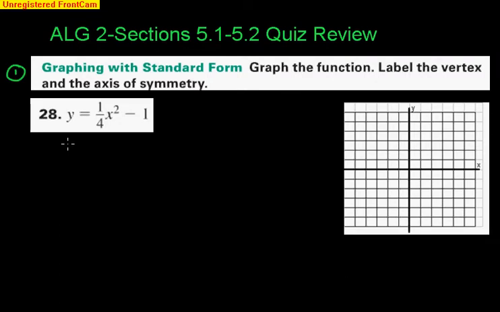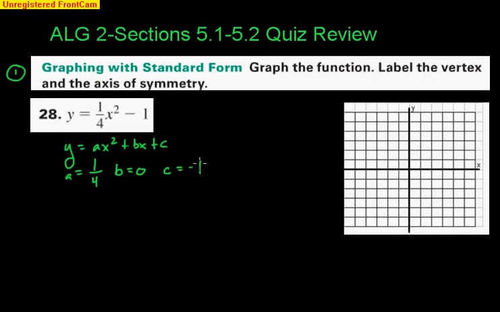So the first thing I will do is underneath, I will write standard form, because this is in standard form. Ax squared plus bx plus c. And I will identify what a, b, and c are. A is 1/4. B, the bx term is not there, so b is 0, and c is -1.